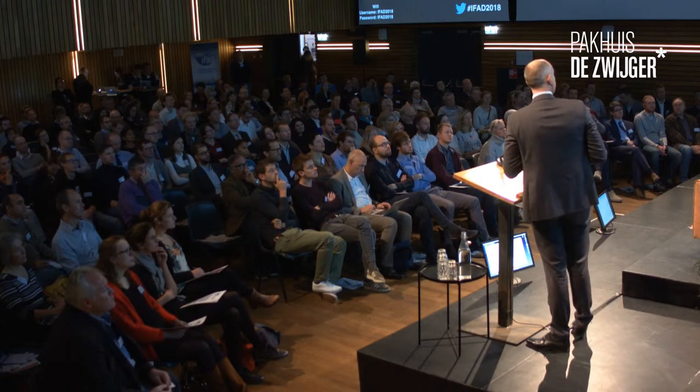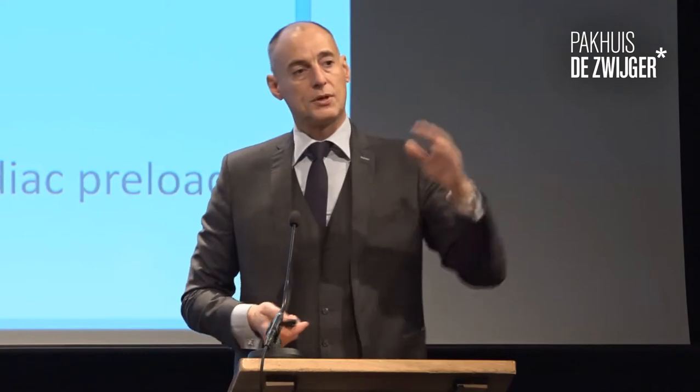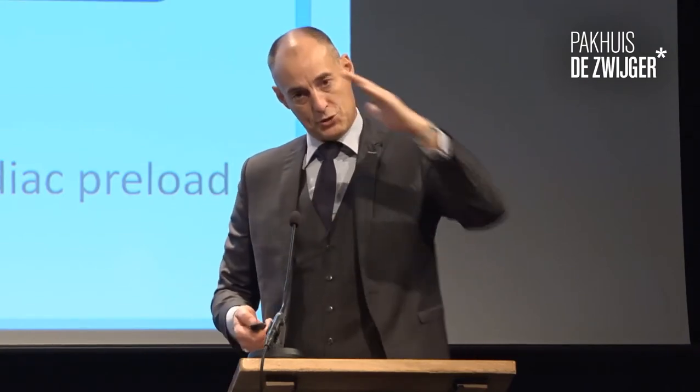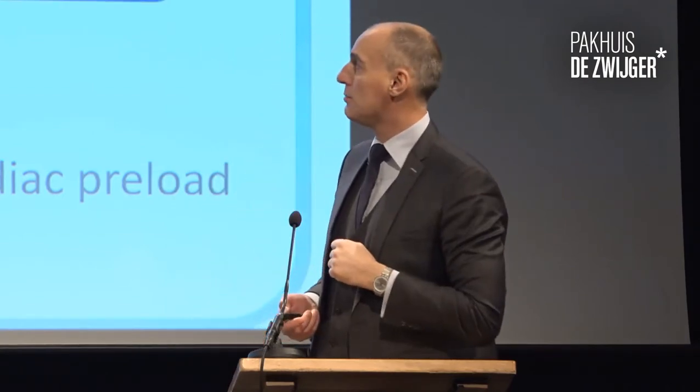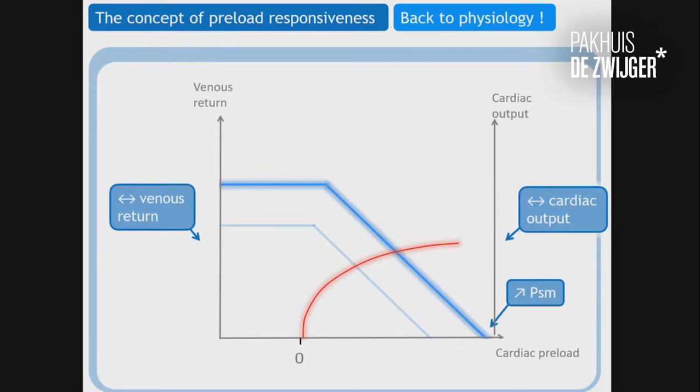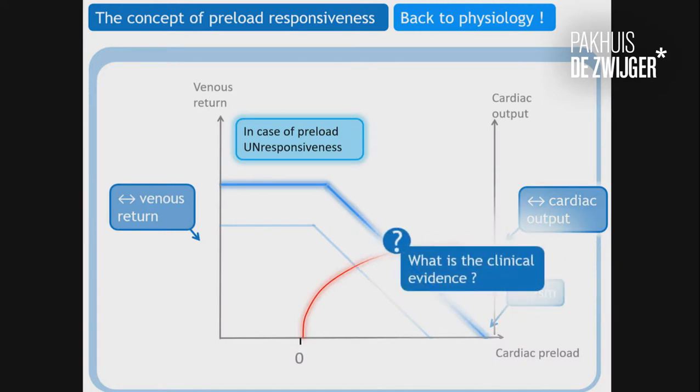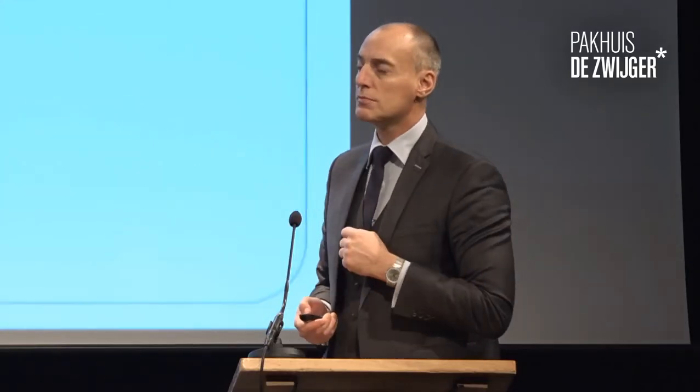By contrast, in case of preload unresponsiveness, because of the flat slope of the Frank-Starling relationship, the same increase in mean systemic pressure does not increase cardiac output significantly. Fluid unresponsiveness and fluid responsiveness, all this is explained by basic physiology. That's theory, but is it really what happens in our patients? Is it really the explanation in our patients?